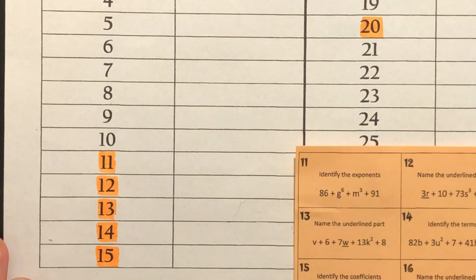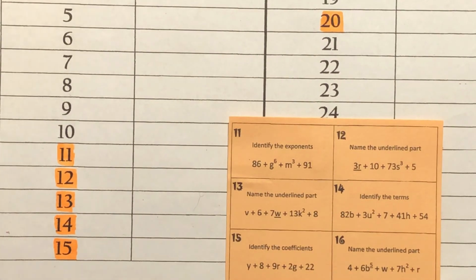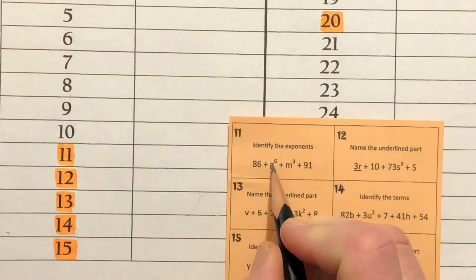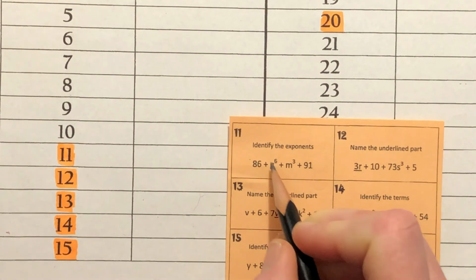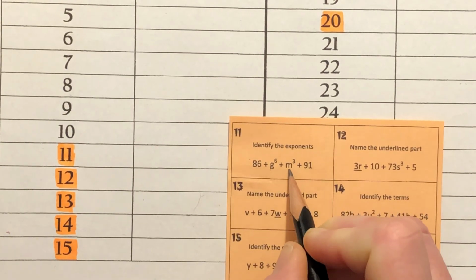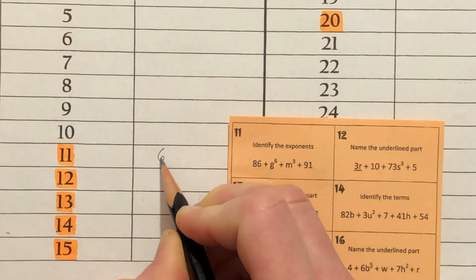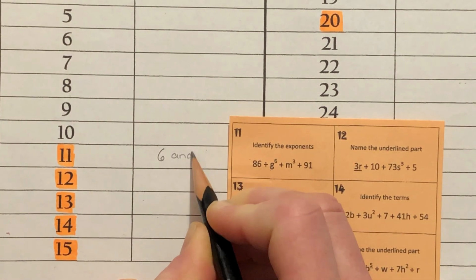Identify the exponents. I really hope, if you've been learning with me this long, that you know what exponents are, but just in case, the exponents are the little 6 and the little 3. The 6 says that you're multiplying g 6 times. The little 3 says you're multiplying m 3 times. Those are the exponents. 6 and 3.